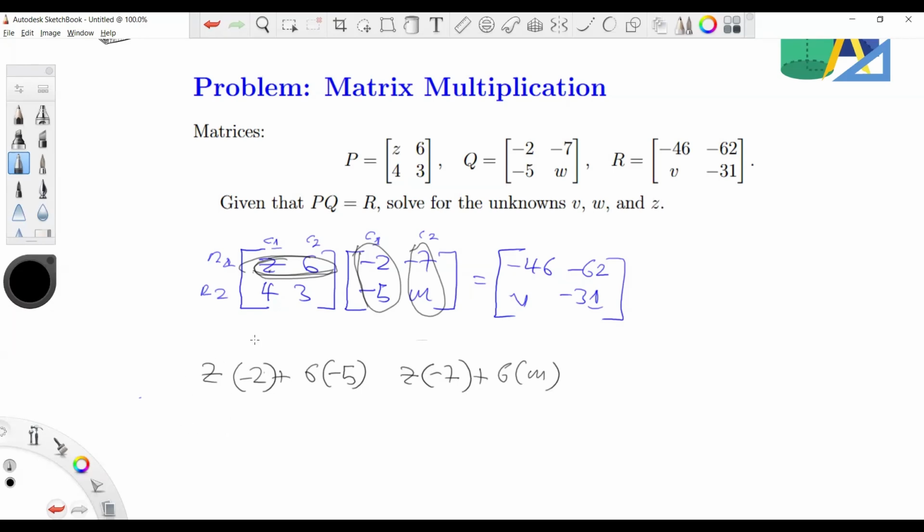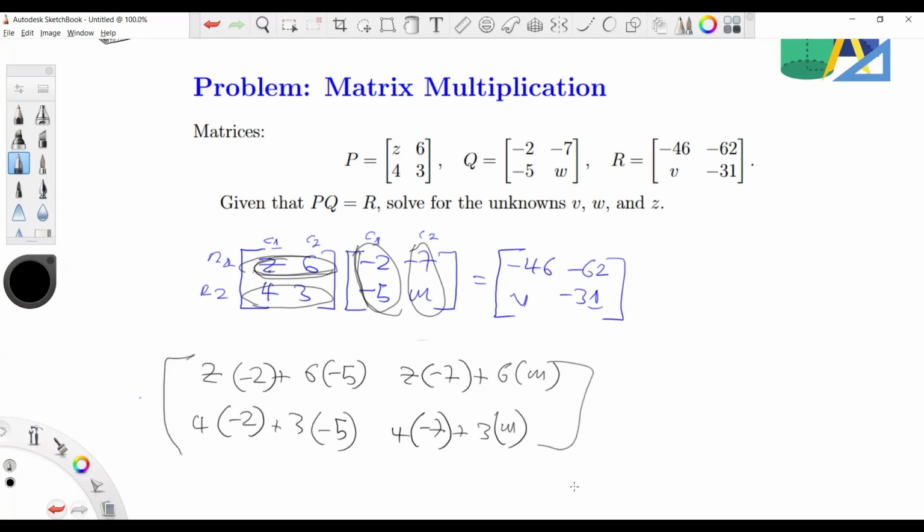Now we move on to the second row. We're going to multiply 4 and 3 by the elements in the first column, and then similarly the elements in the second column. So we have 4 multiplied by -2, and then we add that to 3 multiplied by -5. That's the first sum. And then for the second column, we say 4 multiplied by -7 plus 3 multiplied by W. So that is what we're going to get.